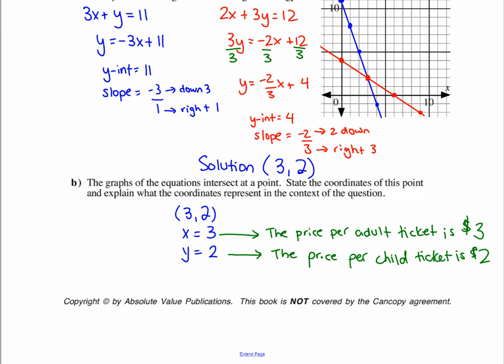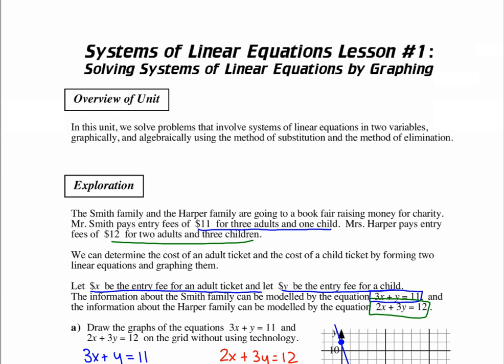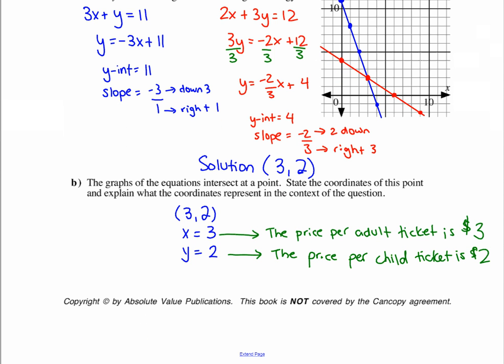All right, let's look at the next page. I'm going to show you how to use your graphing calculator right away, how to solve these on your graphing calculator. Okay, really quickly, I'm just going to talk about what they're saying on the next page right now.